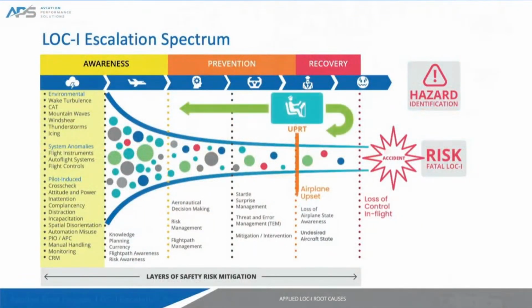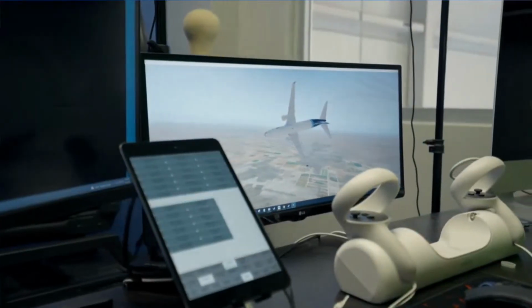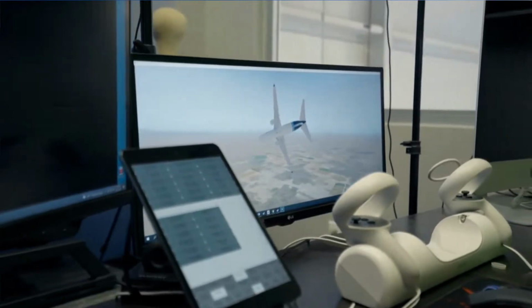So now, what is the role of upset prevention and recovery training? Well, it has three levels to it. It really now is working both ways. It's working to the left in awareness and prevention, and it does work to the right in recovery. But most of the power of recovery training is to more effectively and clearly build the mental model of escalation and how to intervene early in the process. Yes, you do get recovery skills to deal with situations. You do get the discipline to mitigate and overcome human factors such as startle, surprise, and fear.